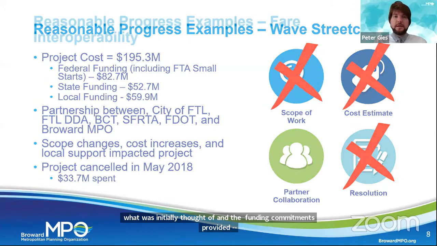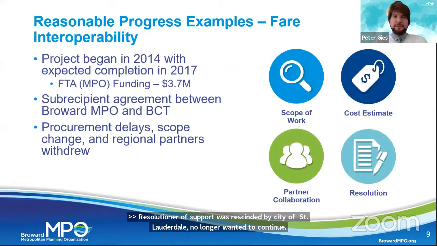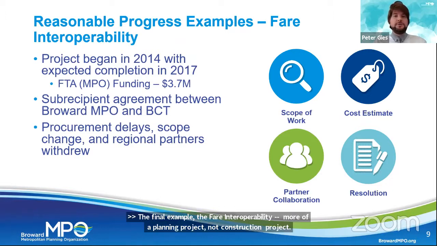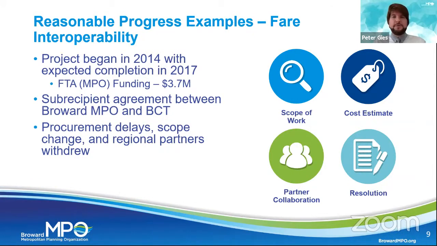The final example that I wanted to pose was the fair interoperability project that we're working on with Broward County Transit. This is more of a planning project, so it's not necessarily a construction project, where we began in 2014 with Broward County Transit to move forward towards fair interoperability, where we could have a single payment and single fare card system between the different transportation systems in the region. There was FTA obligated funding in the amount of $3.7 million.